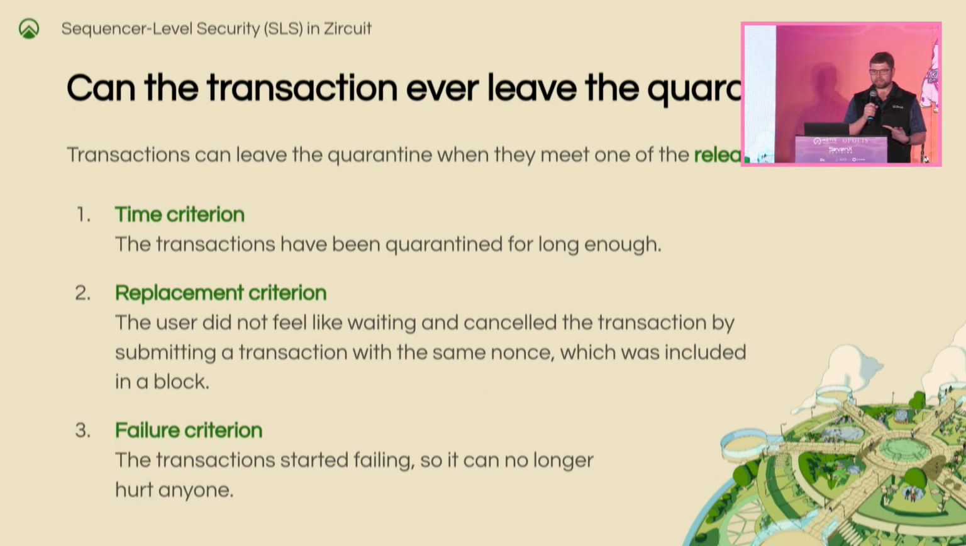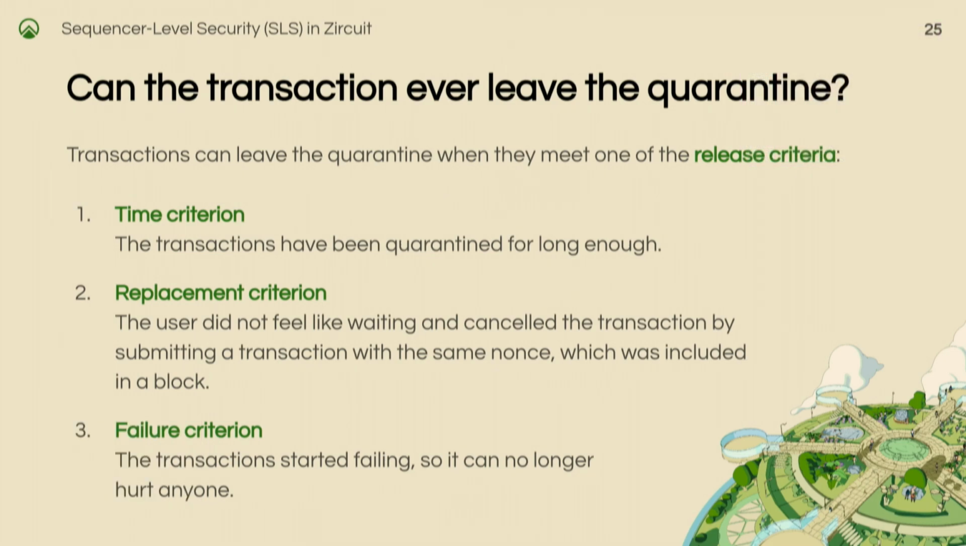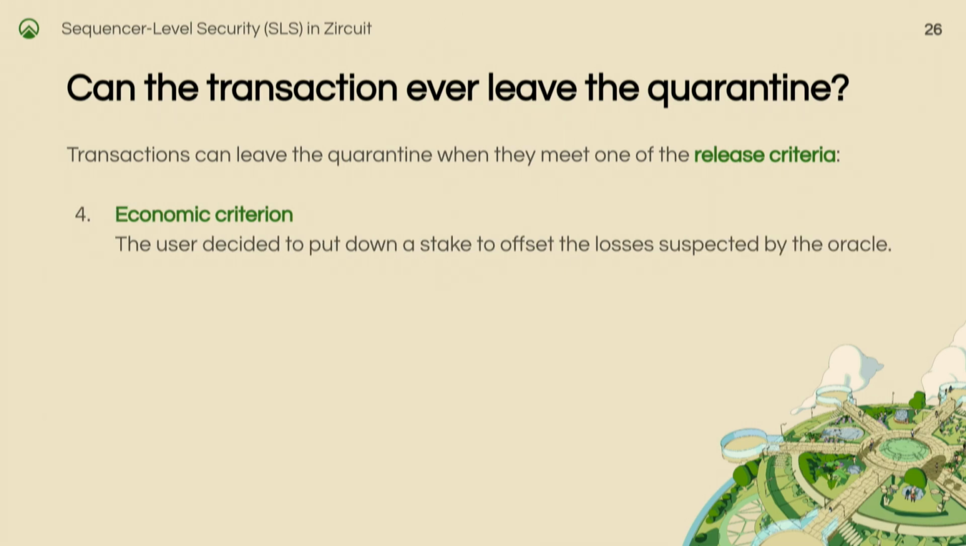Then we have the failure criterion. Imagine that a transaction is about to hack a protocol, but the protocol gets paused. The transaction will revert, right? That's the principle of pausing. So whenever our system detects that a transaction in the quarantine is simulated and starts failing, that's fine. We will include it in the next block. It's going to fail, and it cannot hurt anybody. So those are the trivial criteria that are not very interesting.